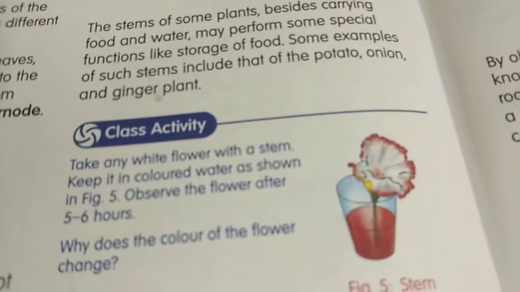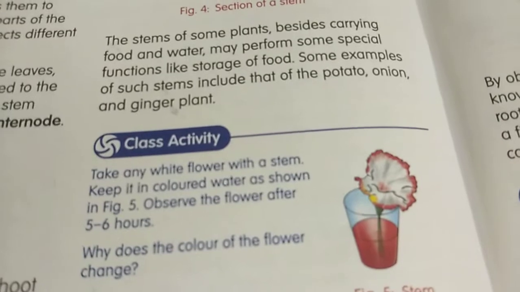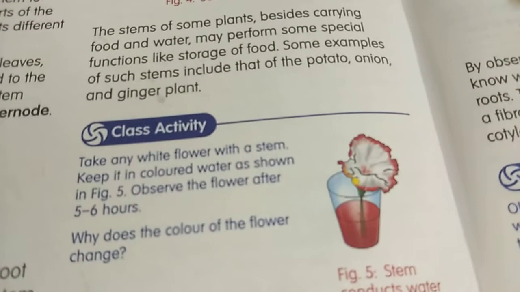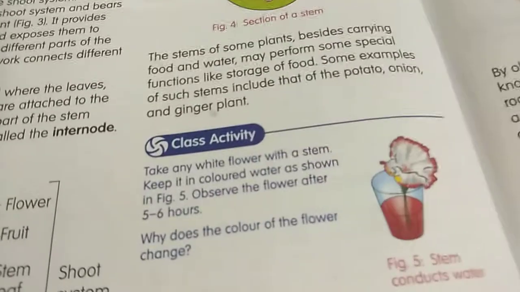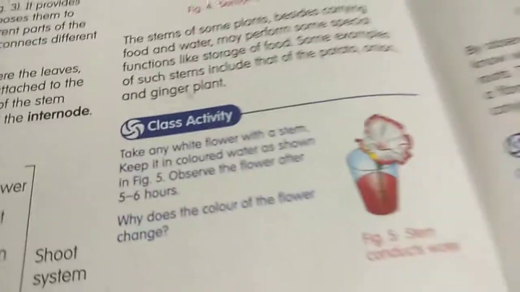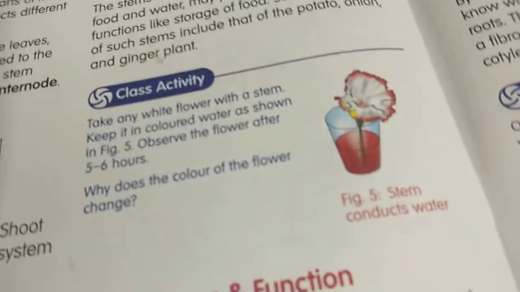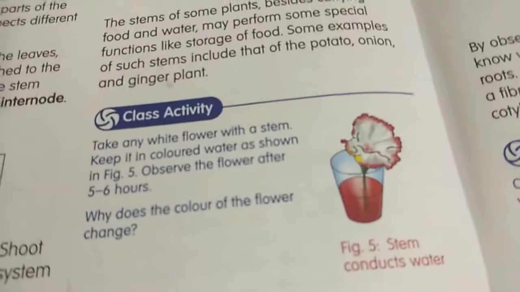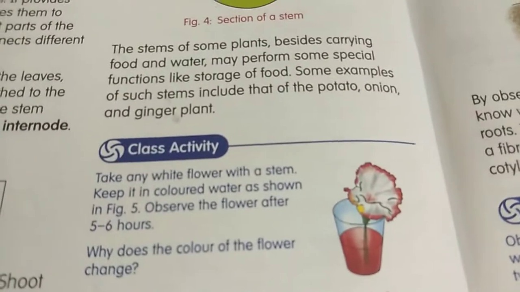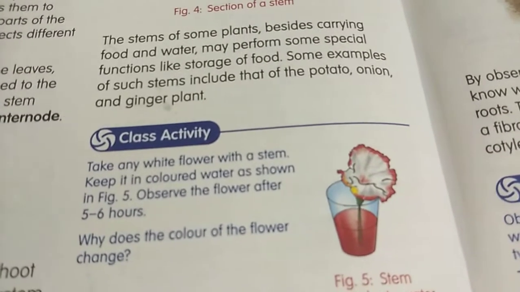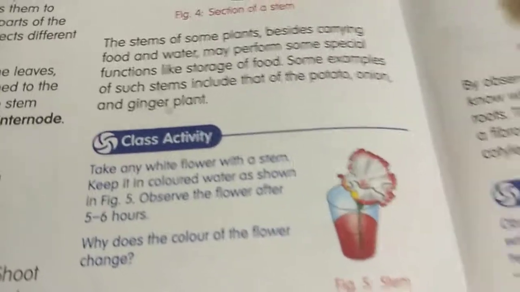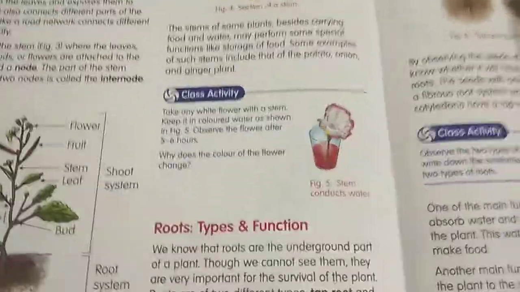Conducting means passing. What is it passing? It is passing water from the ground, from the root to the upper portion, to the leaves, and again coming back, it is passing the food prepared by the leaf from the leaf to all the body parts, even to other branches and flowers. For all these places, the stem is carrying the food. Now, shall we do one small experiment to prove that the stem is passing the water through it to different parts? Now you see this activity.